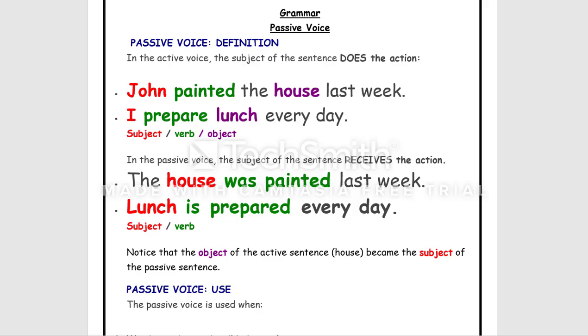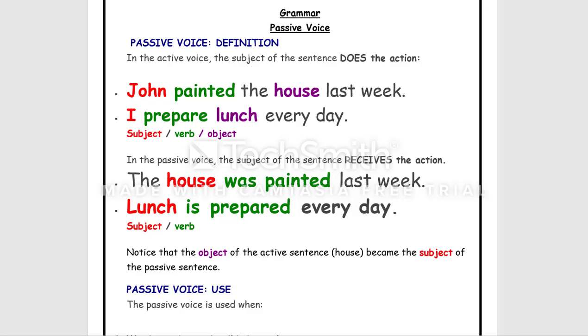When do we use the passive voice? We have two cases. The first case, when we don't know who the subject is, or it's not important who the subject is. We don't care about the subject. And the receiver of the action is more important.